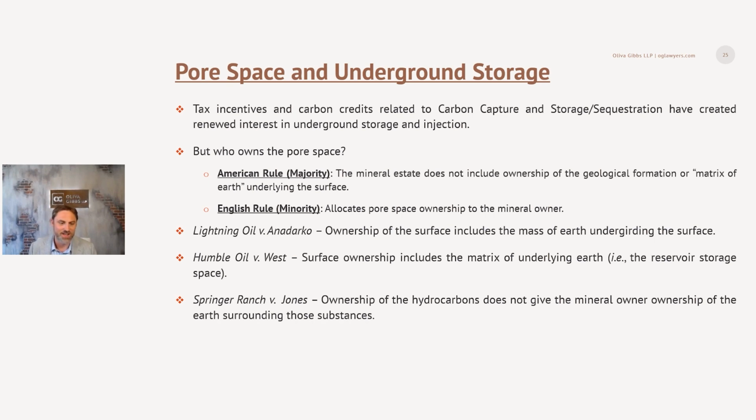So the first is the lightning case that we just talked about, where the court said, look, ownership of the surface includes the mass of earth undergirding the surface. So this would include sort of everything surrounding that pore space. In the Humble Oil case, the court said surface ownership includes the matrix of underlying earth. And this means the reservoir, meant the reservoir storage space in that case. In the Springer Ranch case, the court said ownership of the hydrocarbons does not give the mineral owner ownership of the earth surrounding those substances.